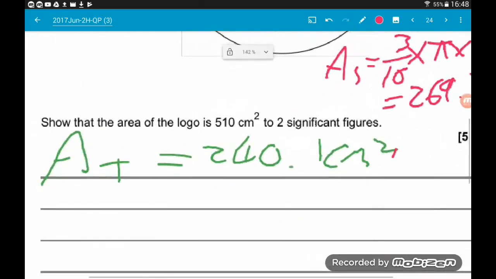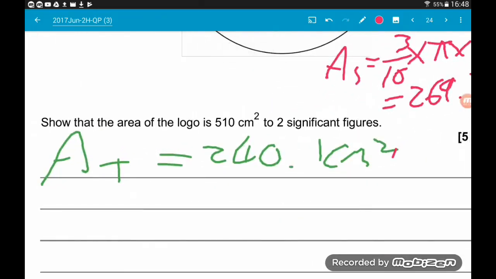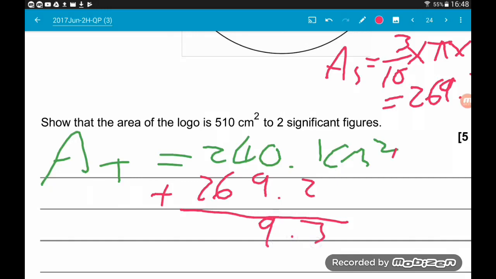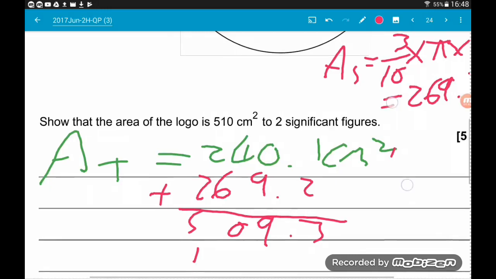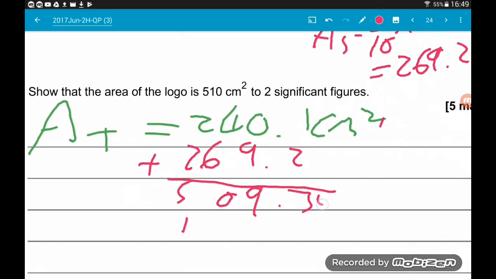So we finally have our two areas to add together. We've got the area of our triangles and now the area of our sector. So 240.1 add 269.2. If we add those together, we're going to get 509.3 centimetres squared.